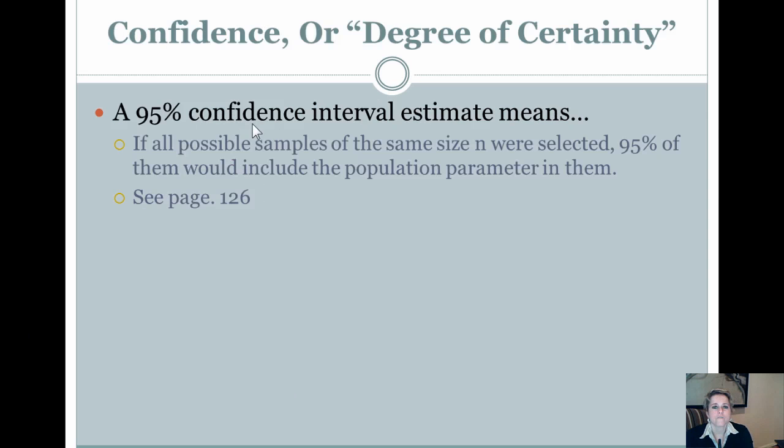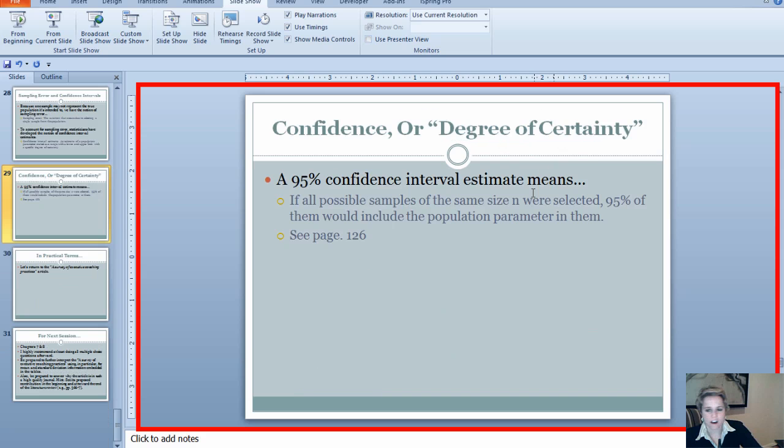So a 95% confidence interval estimate means if all possible samples of the same size were selected, 95% of them would include the population parameter in them. So if we collected 100 samples on executive coaches, and they were all 20 people in the sample, then if we gave an interval of, say, 100 to 200, 95% of those samples the mean would fall between 100 and 200. And unfortunately, 5% of them would not. Page 106 in your book does a nice job of describing this.